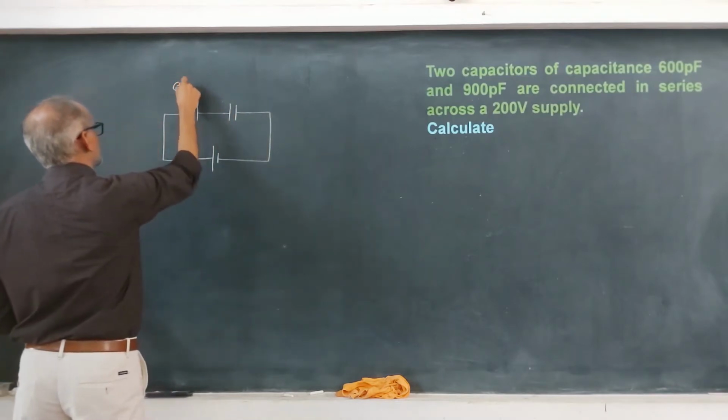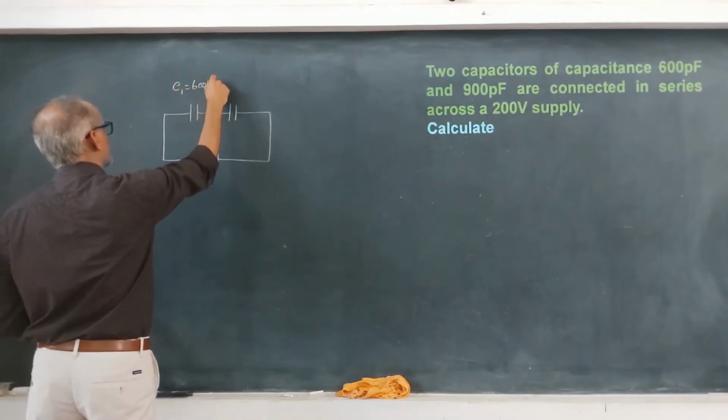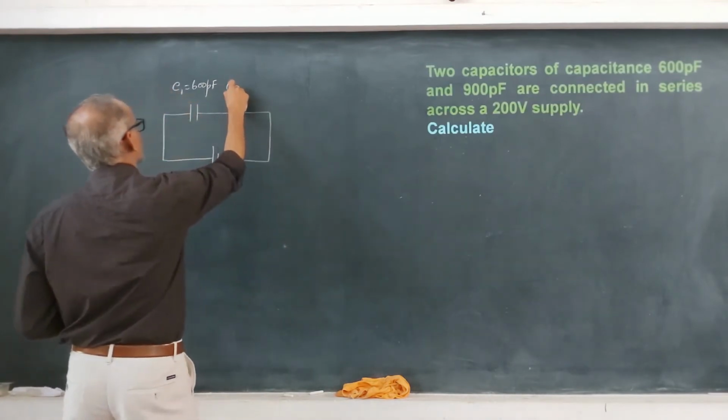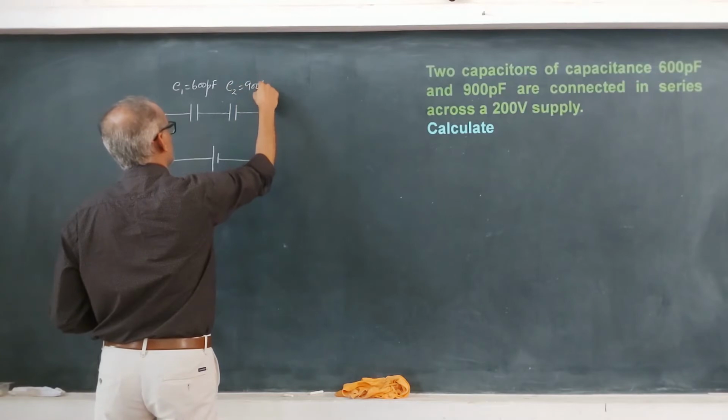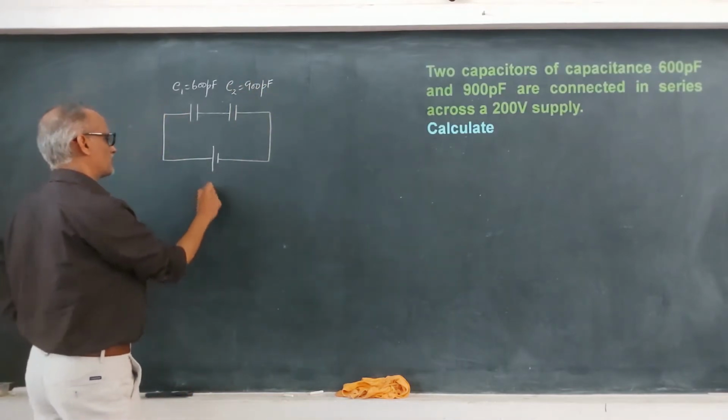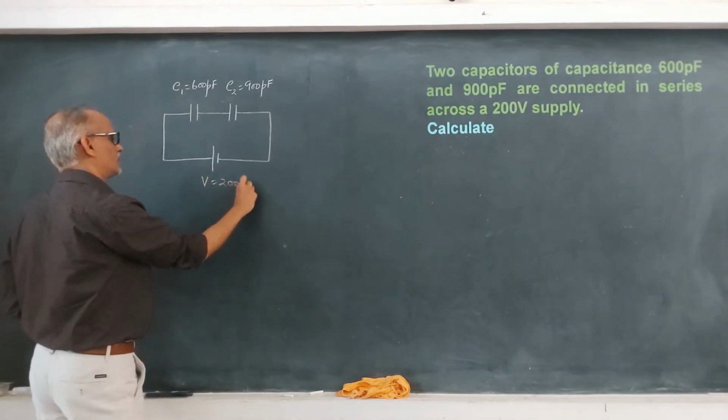First capacitor C1 is 600 picofarad. Pico means 10 to the power minus 12, and the other, C2, is 900 picofarad. They are connected in series across a 200 volt supply. So V is equal to 200 volt.